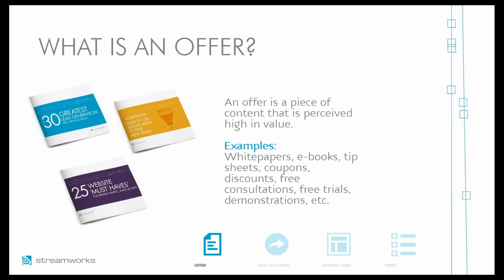So what's an offer? It's a piece of content that, as I mentioned before, is perceived as really high in value. You can take a look at the offers that we have on the left here. These are actually our offers. So you can see we've got 30 greatest lead gen tips and tricks. We've got how to use social media to find new leads, 25 website must-haves. These are offers that we put out to people that may be interested in what we have to offer and trade these pieces of downloadable content for a bit of information from them. Other examples are white papers, ebooks, tip sheets, coupons, discounts, etc.